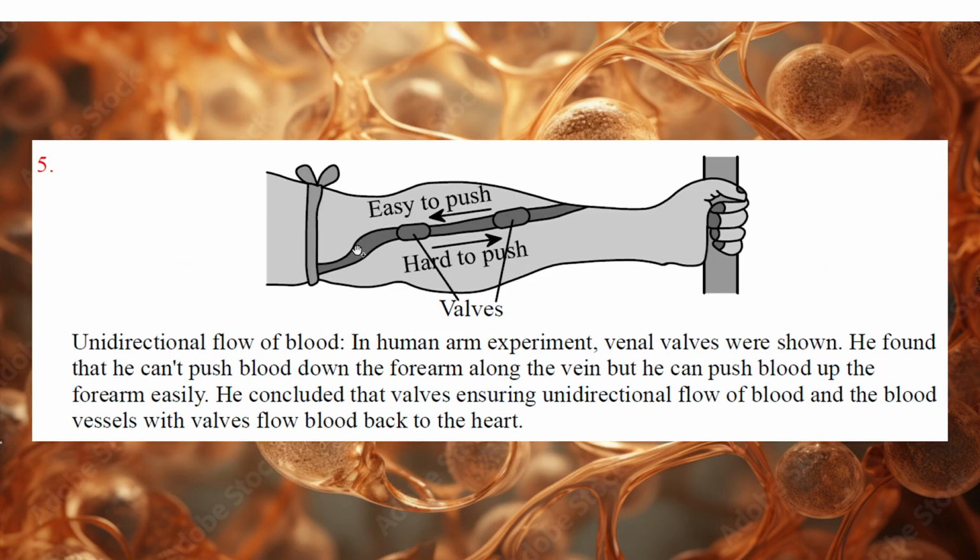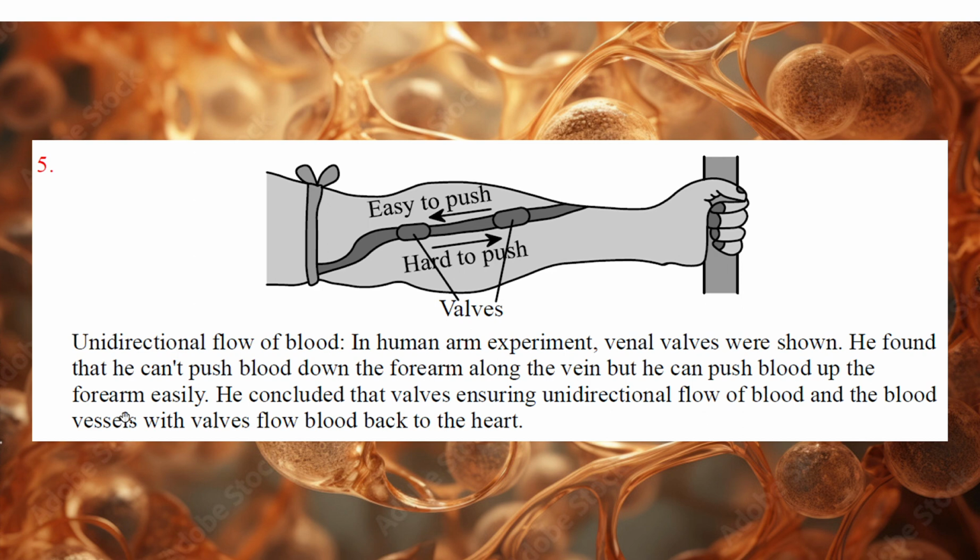And then unidirectional flow of blood is a human experiment, a simple one from our point of view, but it was innovative for William. Okay, human arm experiment. One side is tied. Okay, when the valves were shown, he found that he can't push blood down the forearm, but he can push the blood up the forearm easily. So he concluded that valves ensure unidirectional flow of blood.